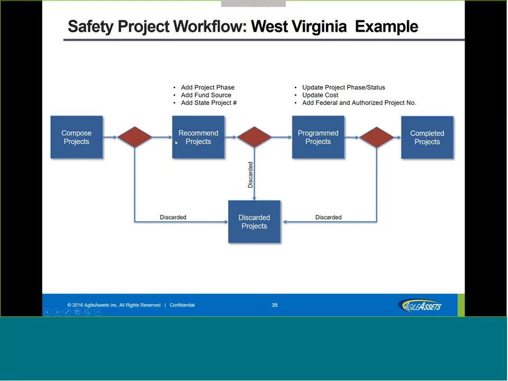If you want to recommend the project, then you can add the funding source, the project phase, state project number. Then again, you can evaluate the project and make a decision whether you should authorize the project for funding to program the project, or you should just go ahead and discard the project. So the next step is the program project, and finally you go to the last step, which is the completed projects. Such a complex scenario or project tracking can also be implemented as part of our software.